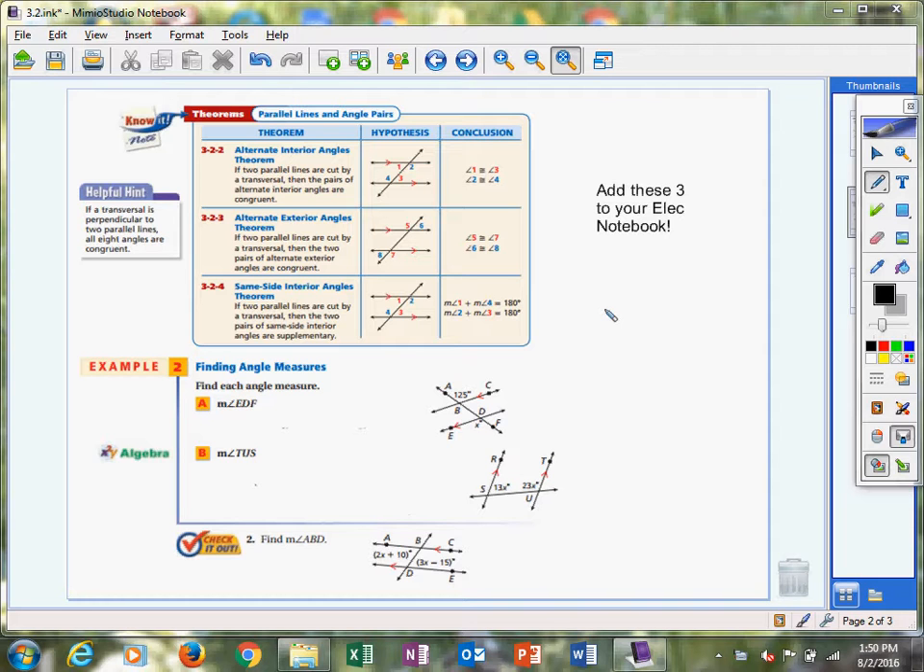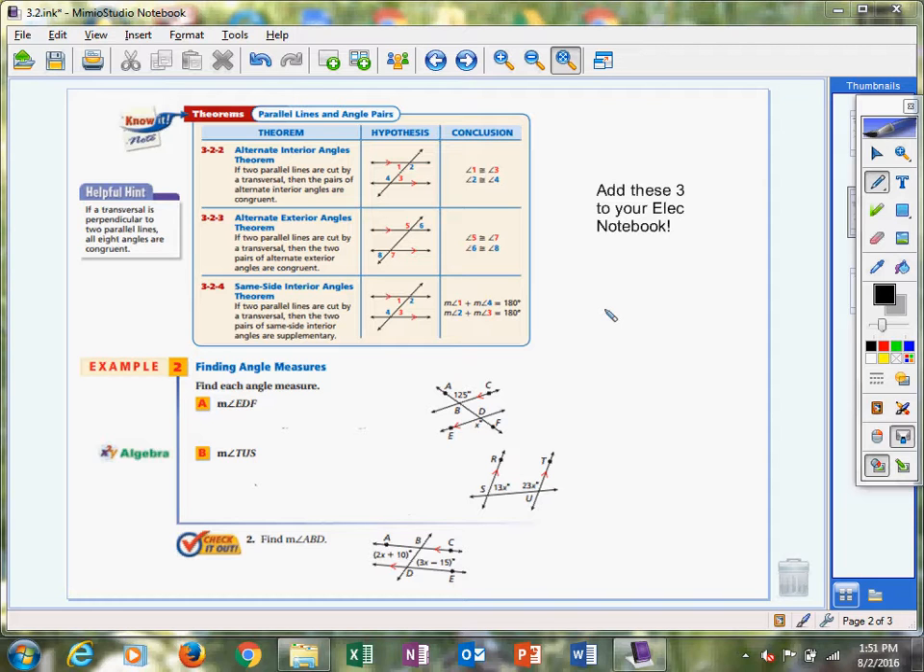So alternate interior, alternate exterior, and corresponding angles, which we just learned in the previous example, all those angles equal each other, okay? Same side interior are supplementary. Okay. So let's look at example 2. They want us to find some more angle measures using one of these theorems up above, okay?